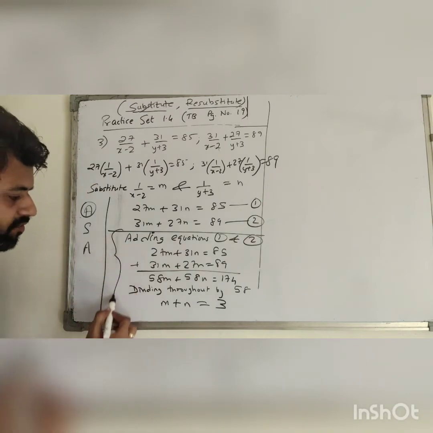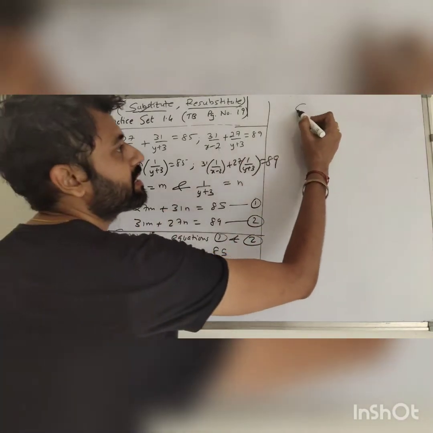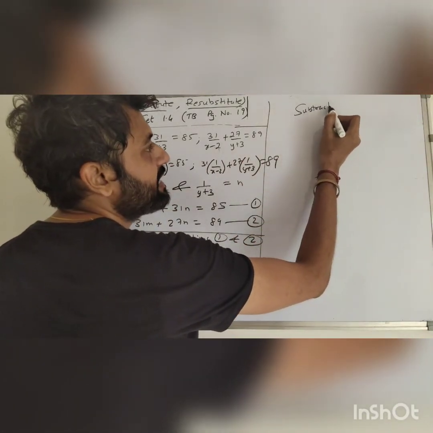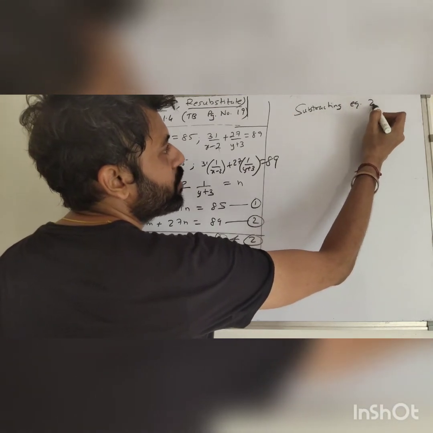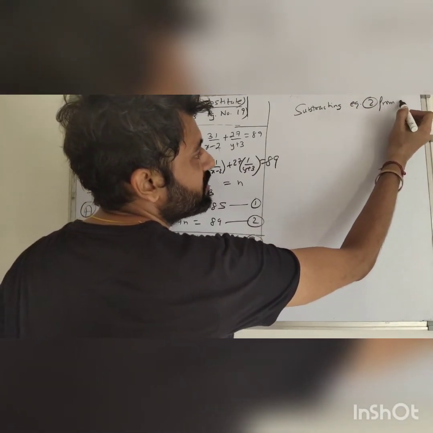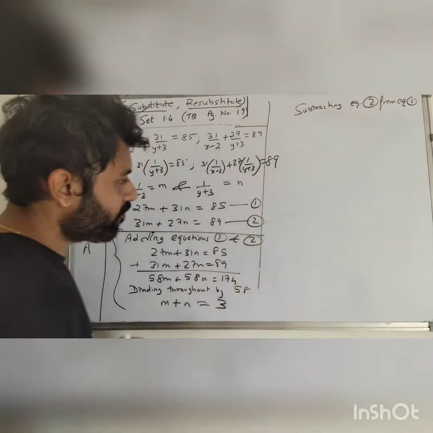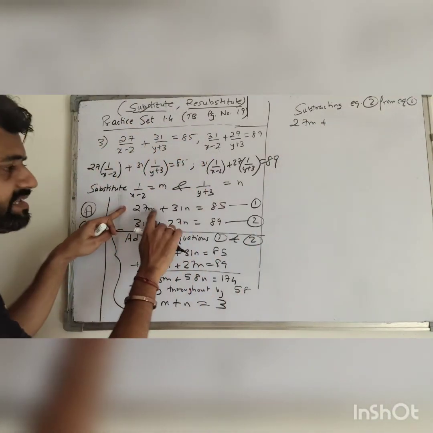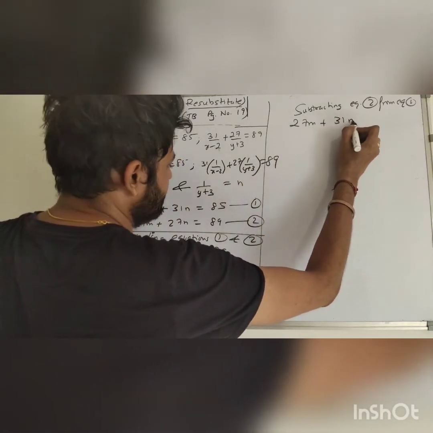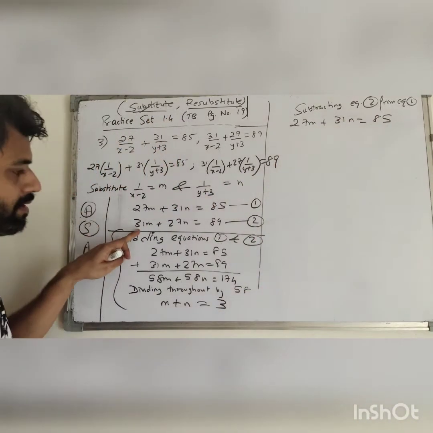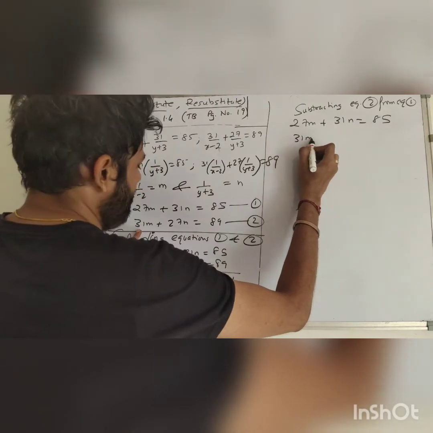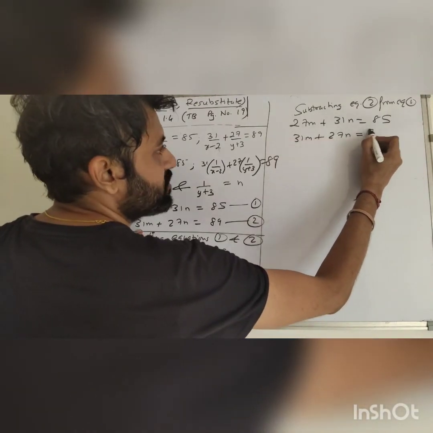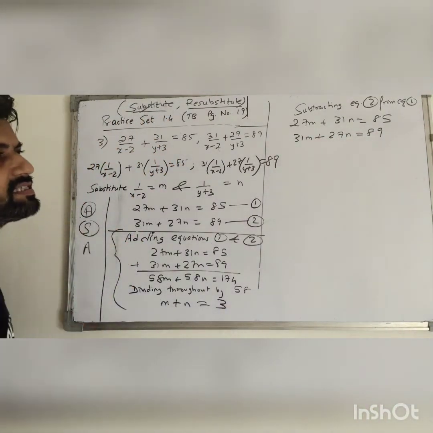After performing the first part, let us do subtracting. We do subtracting equation number 2 from equation number 1. From equation number 1, equation number 1 पहले लिखा जाएगा. 27m plus 31n is equal to 85. 31m plus 27n is equal to 89. This time we are subtracting.